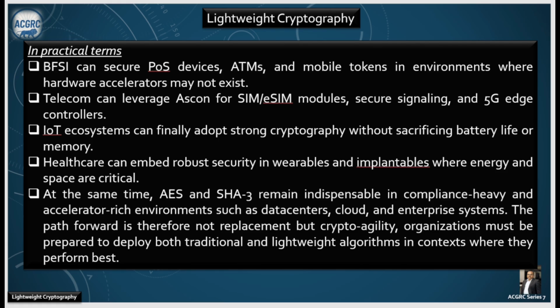At the same time, AES and SHA-3 remain indispensable in compliance-heavy and accelerator-rich environments such as data center, cloud and enterprise systems. The path forward is therefore not replacement but crypto agility. Organizations must be prepared to deploy both traditional and lightweight algorithms in contexts where they perform best.